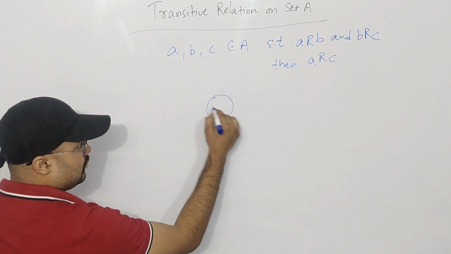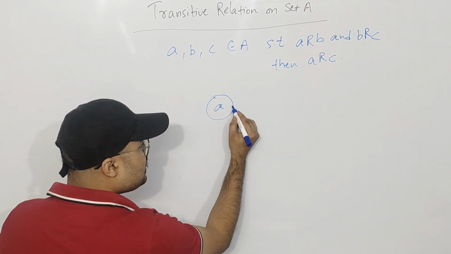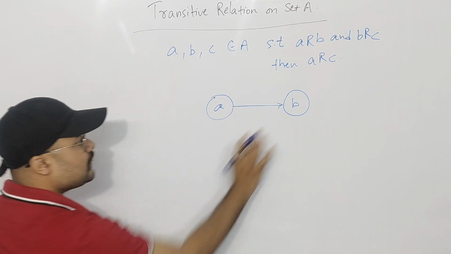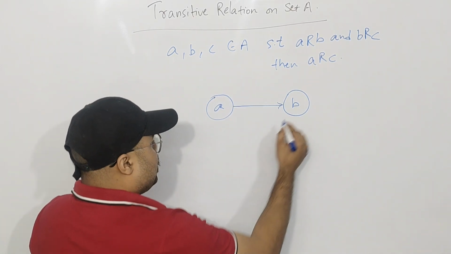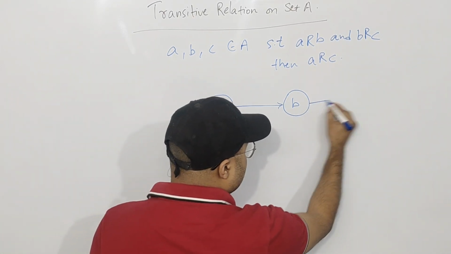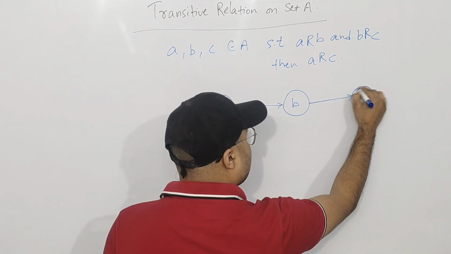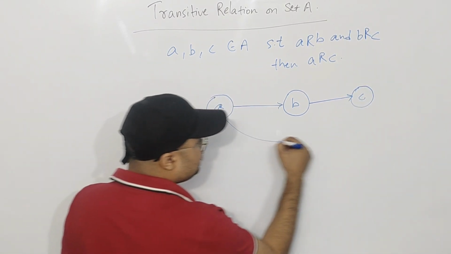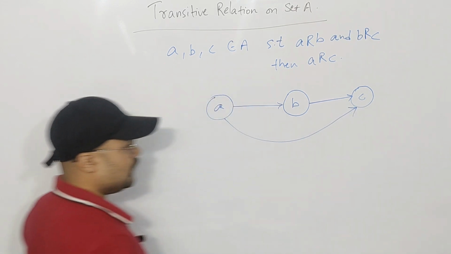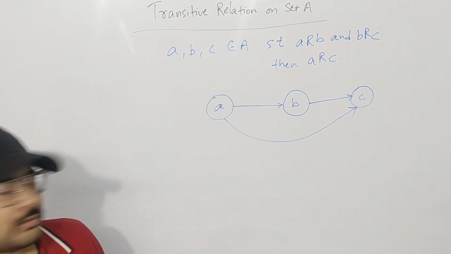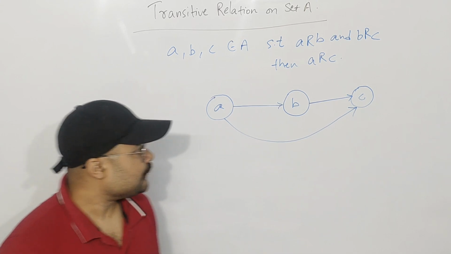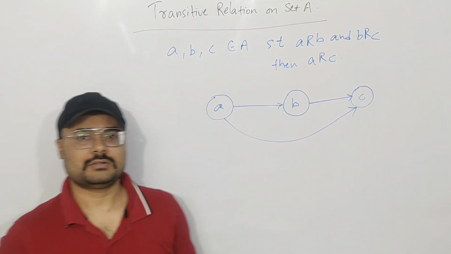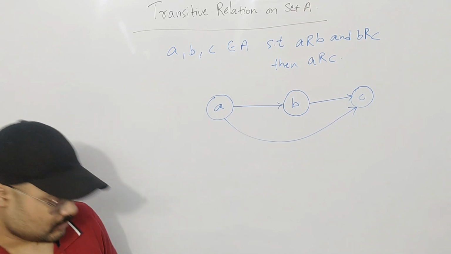So how is it? It is like this: if A is R related to B and B is R related to C, it means that A is also R related to C. If this holds for every such three elements, then such a relation is a transitive relation.